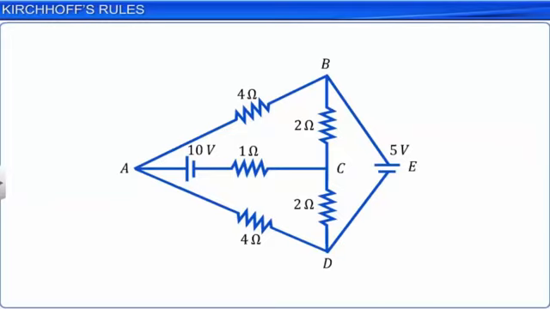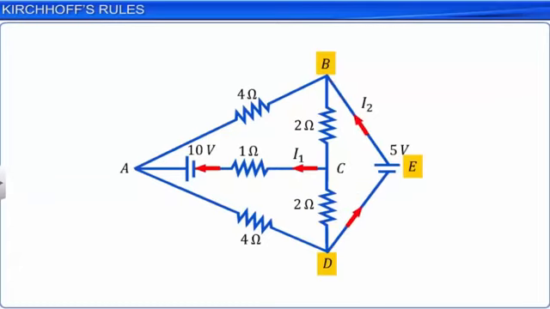Let us start with the branch AC for labeling the current and its direction. Current I1 leaves the positive terminal of a 10-volt battery. Therefore, the direction of current I1 is from C to A. Next, let us take the branch BED. Let us assume that the current I2 leaves the 5-volt battery from its positive terminal. Therefore, the direction of I2 is from E to B and D to E.